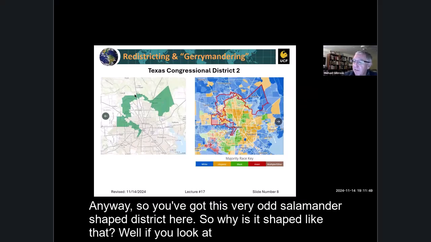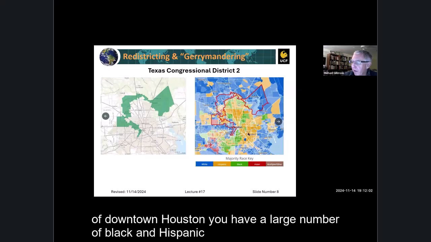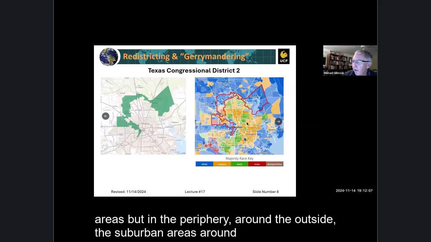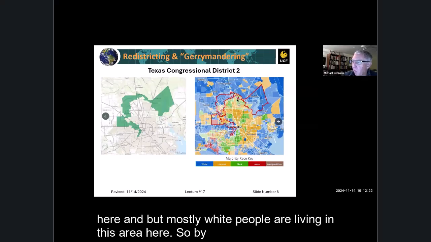Anyway, so you've got this very odd salamander-shaped district here. So why is it shaped like that? Well, if you look at the racial distribution around Houston, you can see that, here in the middle of downtown Houston, you have a large number of Black and Hispanic areas, but in the periphery, around the outside, the suburban areas around Houston are largely white people. Not everywhere. Here's some Hispanic folks here, but mostly white people living in this area here.